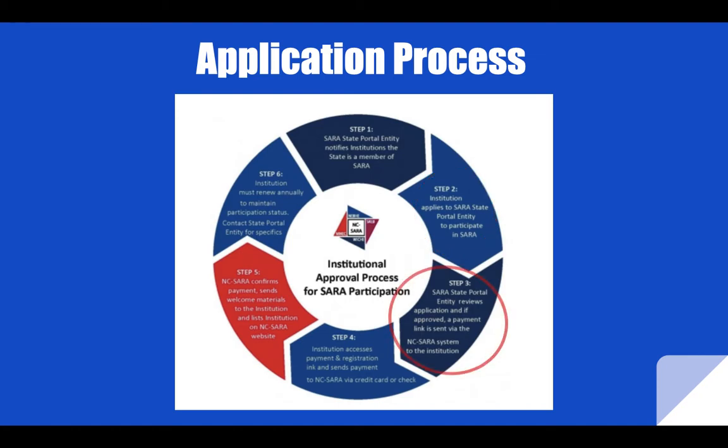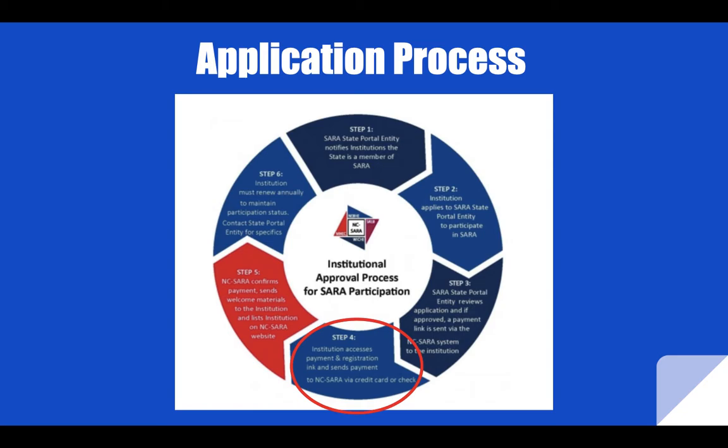So moving right along to step 3. After you submit your application, your SPE will review your application, and if they choose to approve it, then they will send you a link to a payment page and you can pay the SARA fee on the NC-SARA website. Step 4, after receiving the link to the payment page, you will make the payment via credit card or check.